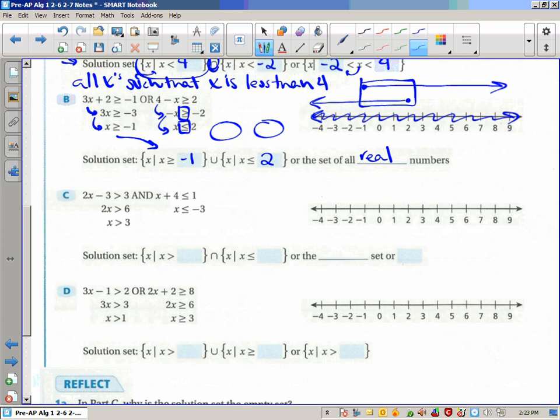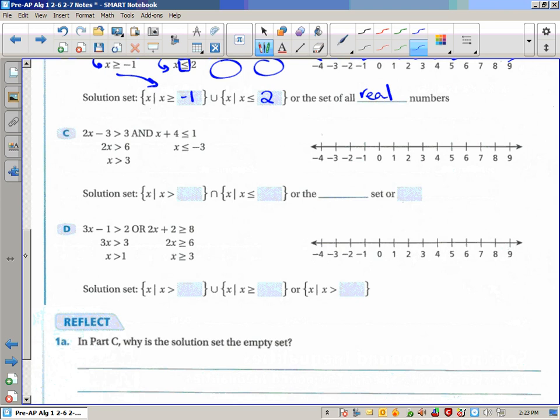Really, if you just say all numbers, I'll know what you mean because we haven't talked about anything that's not real numbers. In Algebra 2, you talk about imaginary numbers, but we just use the phrase all real numbers. All right, so C. Let's see about this one.